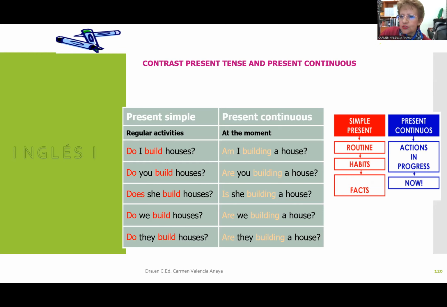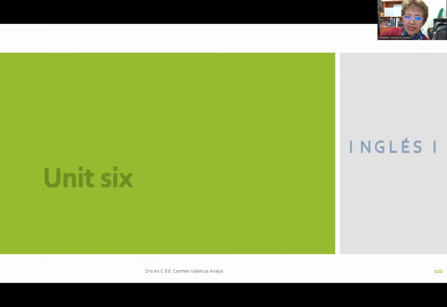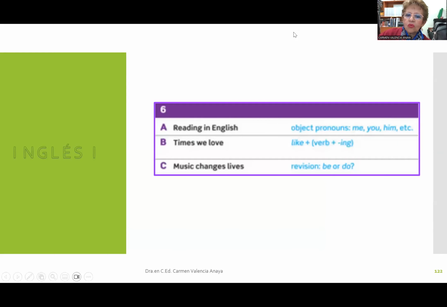In the present continuous, don't forget the action is being done in this moment, right now. Look at this one. Am I building a house? Are you building a house? Is she building a house? Are we building a house? Are they building a house? Okay. This is the most important part of this unit, unit 5.